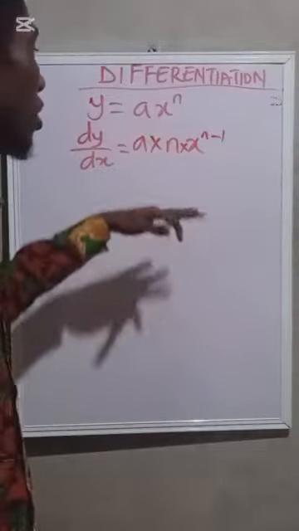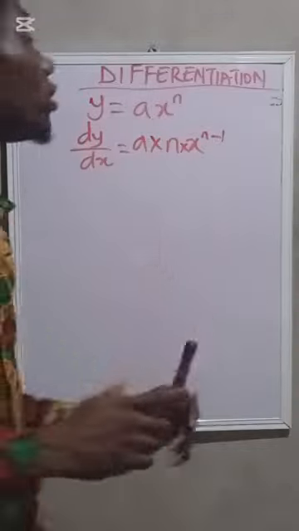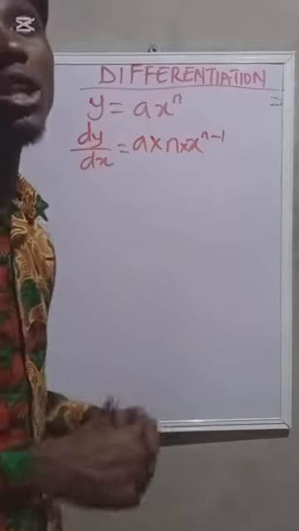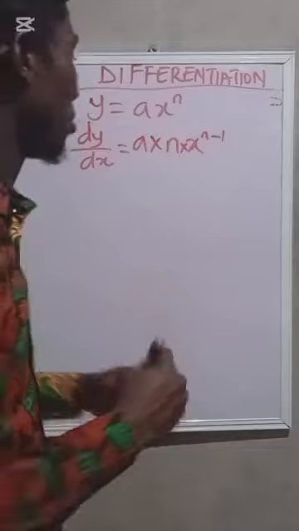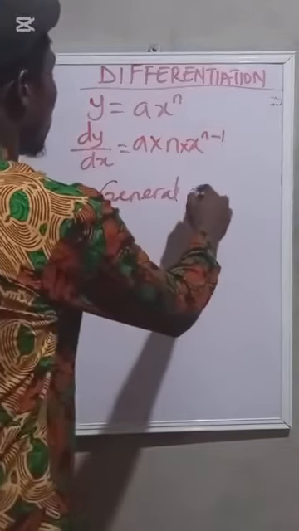This is just the easiest way. So when you see a question under it, this is the way to answer it. Basically, in differentiation, this particular way, we call it the general principle.